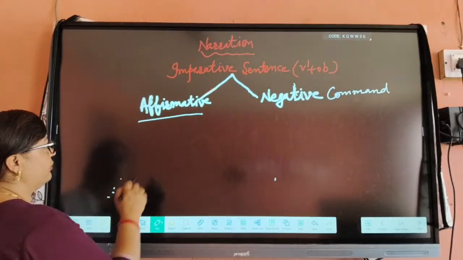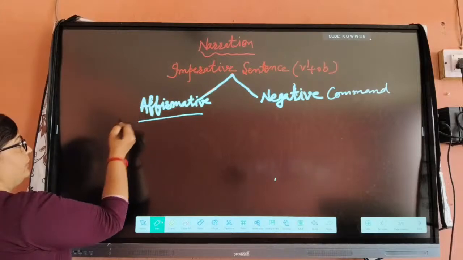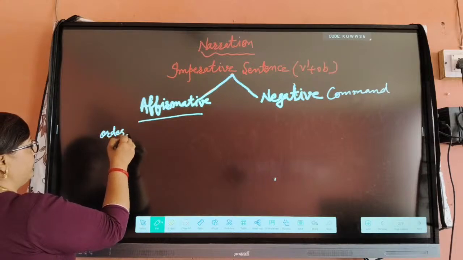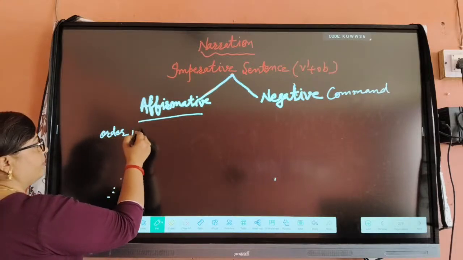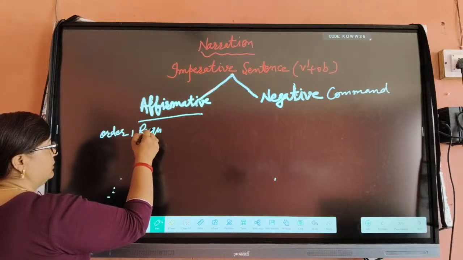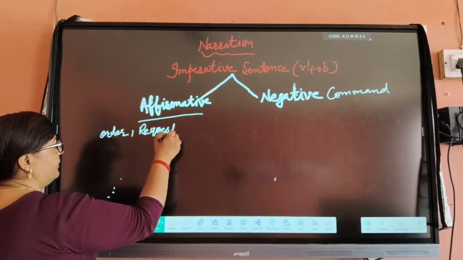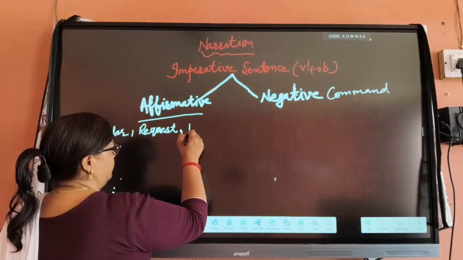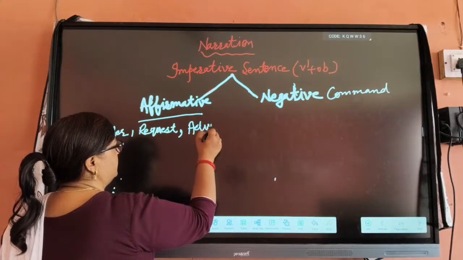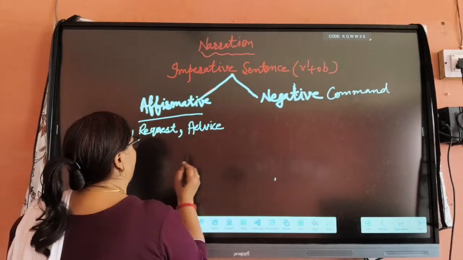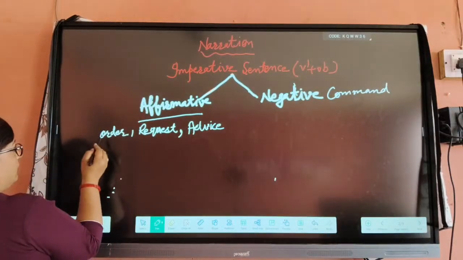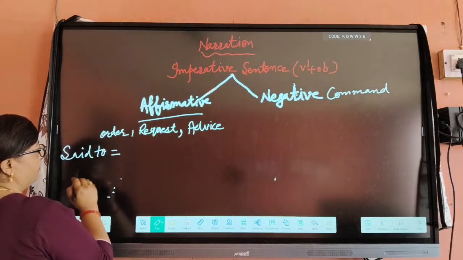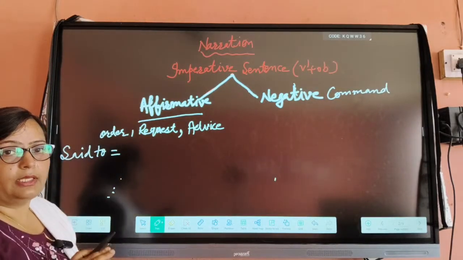In an affirmative sentence, we will have a sentence maybe of order, maybe of request, maybe of advice. If we have to change our said to, we change it according to the sense of the sentence.